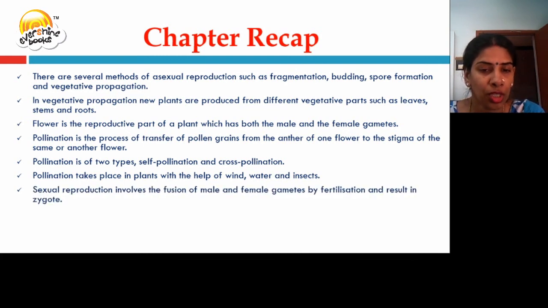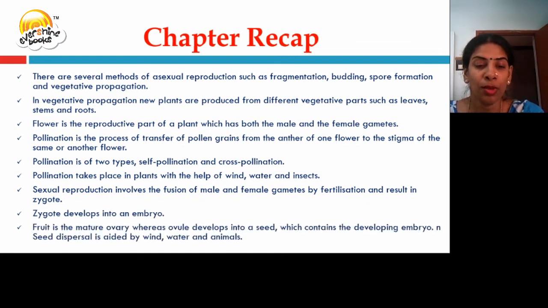Sexual reproduction involves the fusion of male and female gametes by fertilization, which results in the zygote. The zygote develops into an embryo. Fruit is a matured ovary, whereas the ovule develops into a seed, which contains the developing embryo. Seed dispersal is aided by wind, water, and animals.